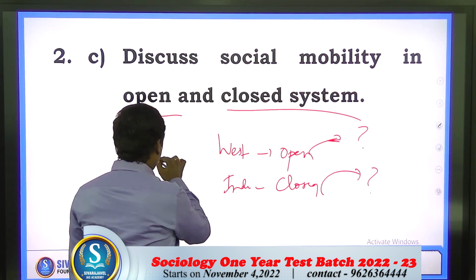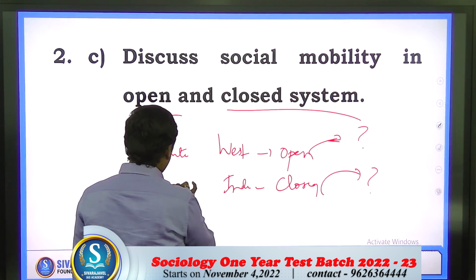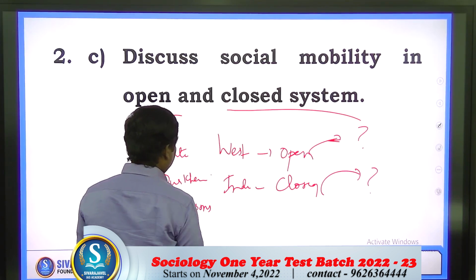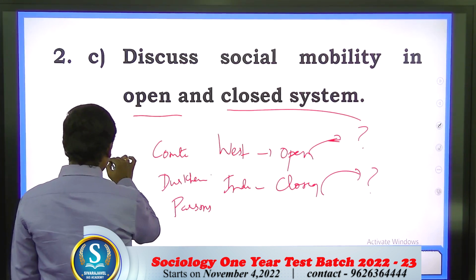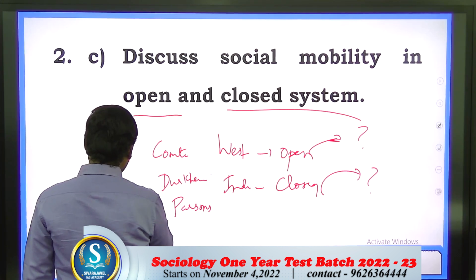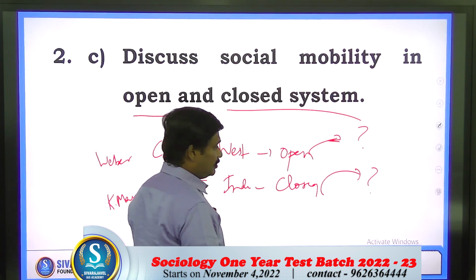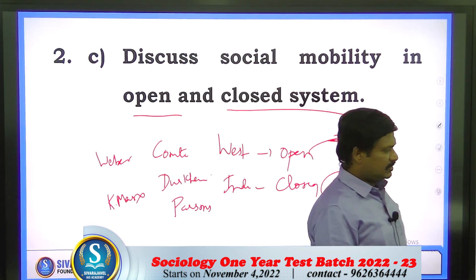Write about Comte, write about Durkheim, write about Parsons, even write about Max Weber, Karl Marx. These scholars have spoken about the open versus closed society debate.